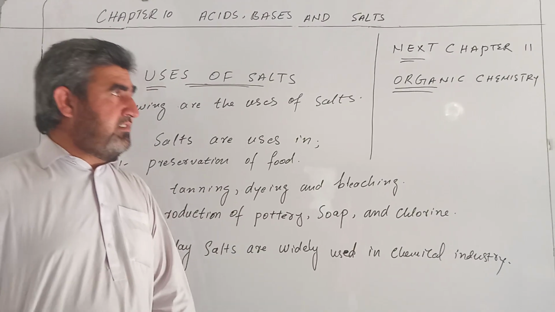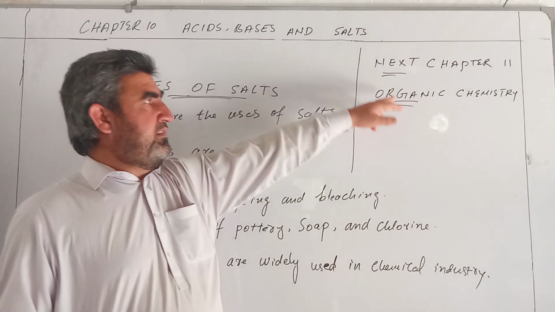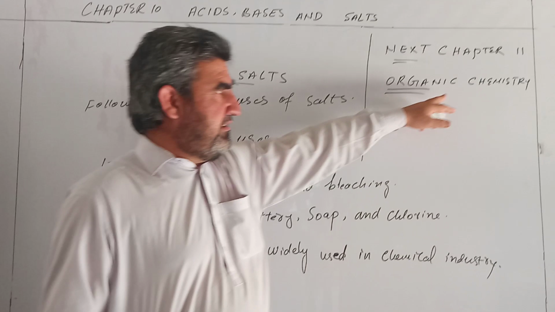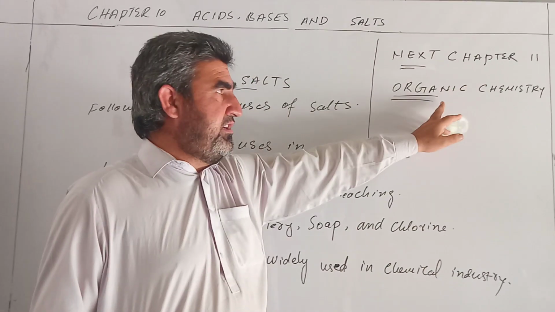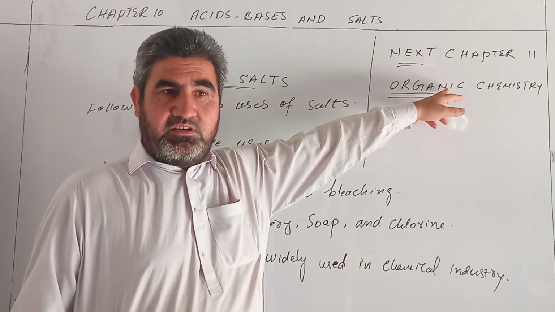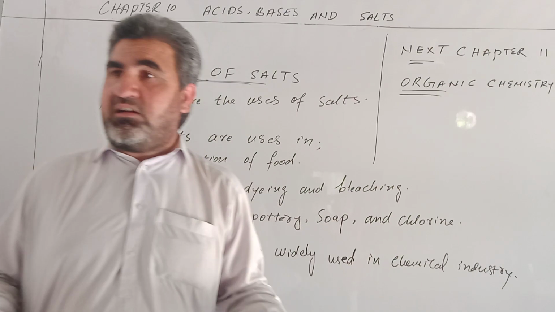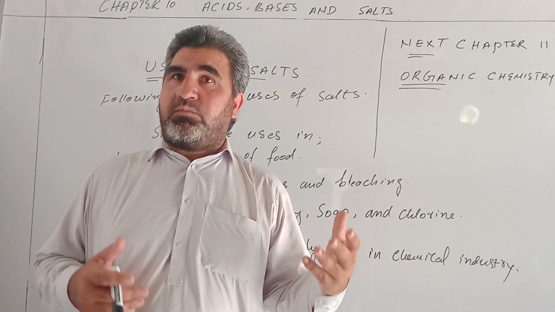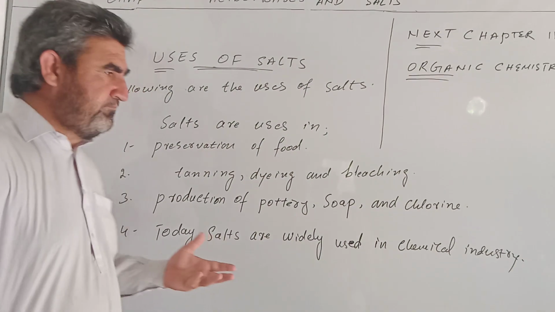Now in the next chapter of the Federal Board Chemistry class 10, we will discuss organic chemistry. The next chapter will be organic chemistry, chapter number 11. The topic will be to define organic chemistry, what organic compounds are, and we will study its diversity, the properties of organic compounds, and the characteristics of organic compounds.